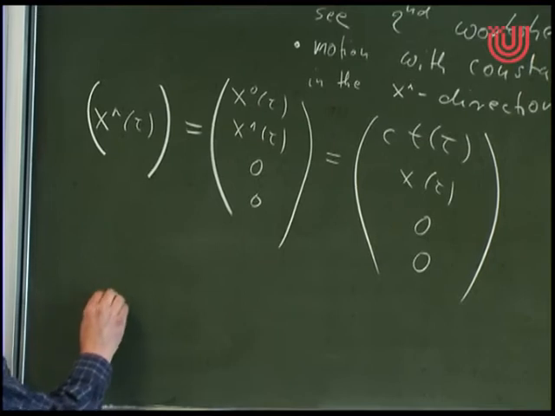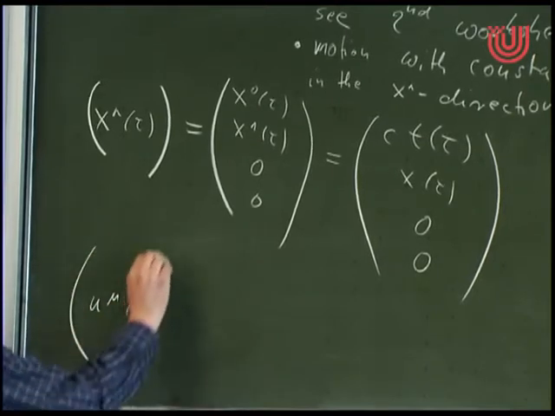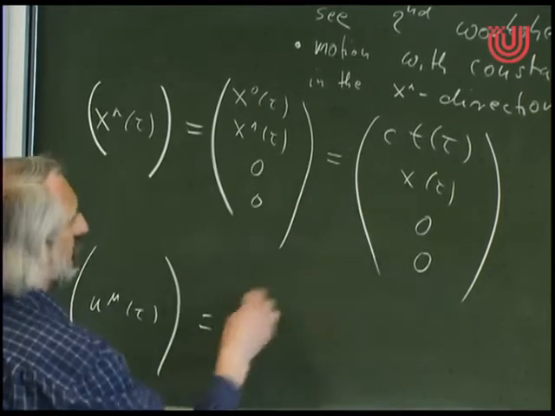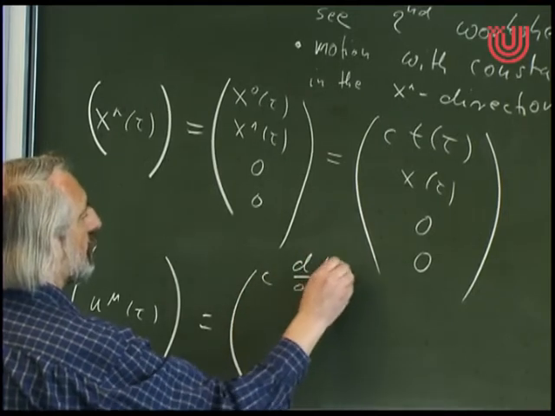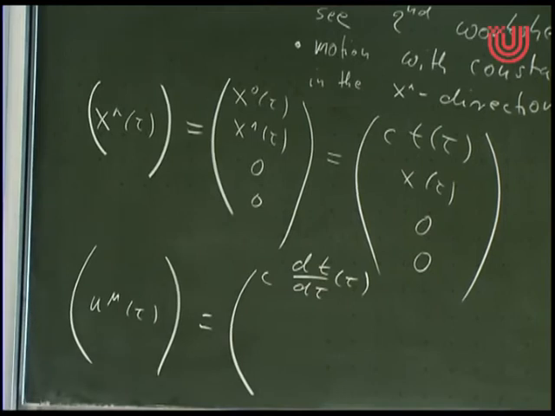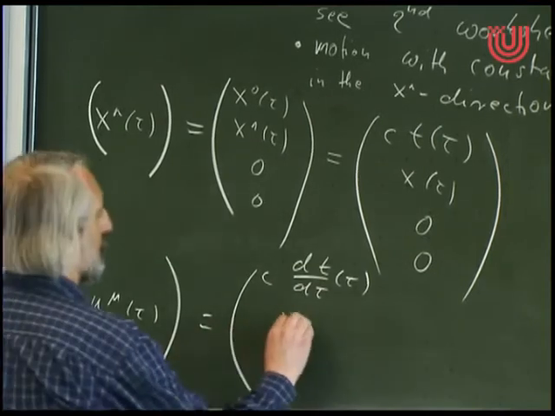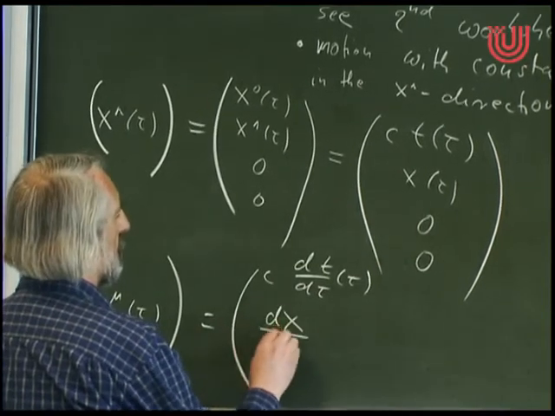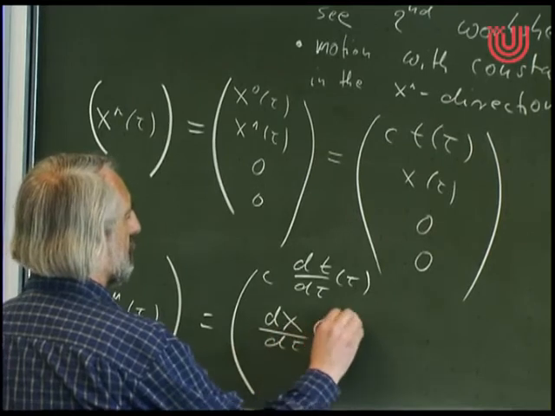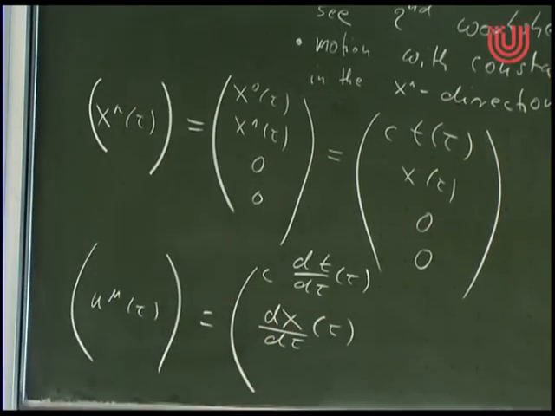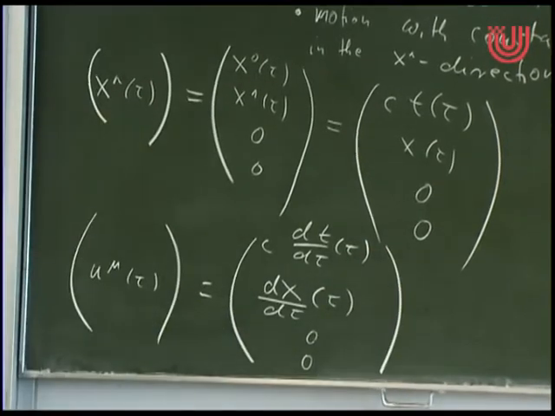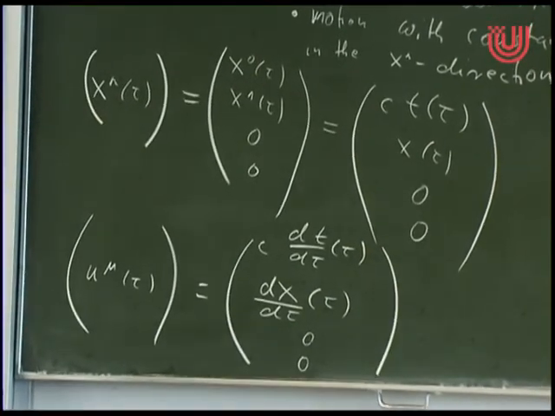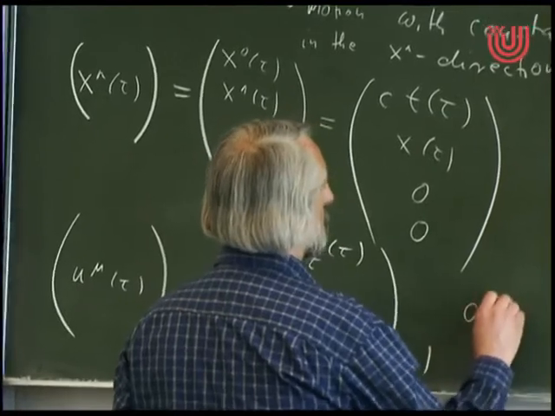The velocity, that was the derivative with respect to tau, right? So I just take derivatives. So this is c dt by d tau. From some point on, I will drop the arguments tau. It becomes a little bit tedious to always write them. But actually, we should always keep in mind what depends on tau and what does not depend on tau. So that's the u mu. And the acceleration, I can also write here.